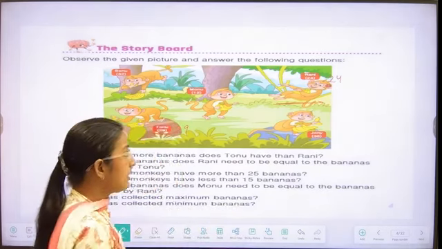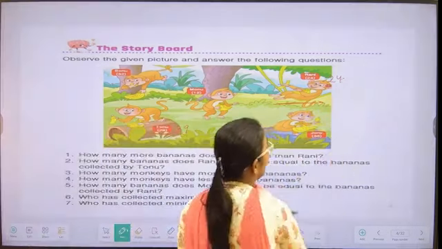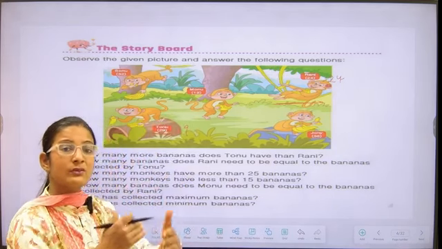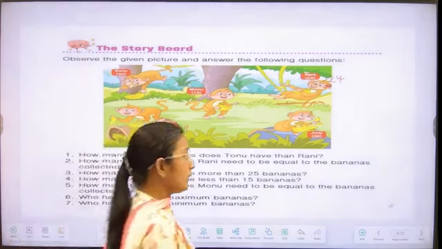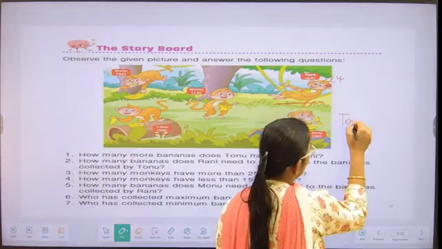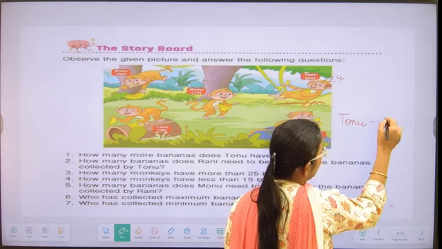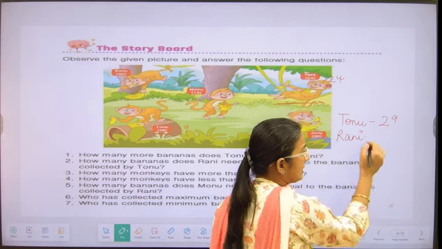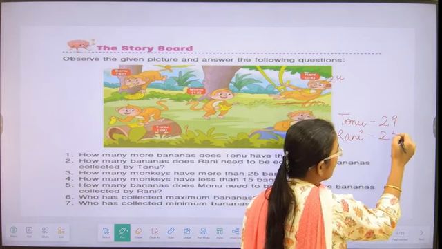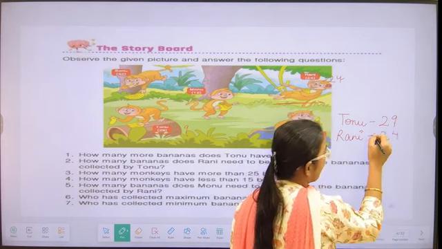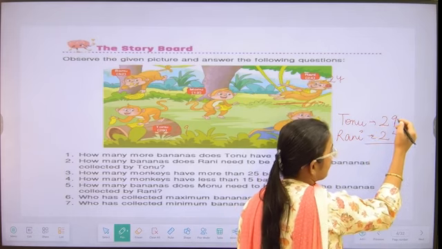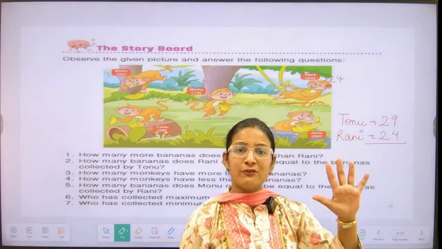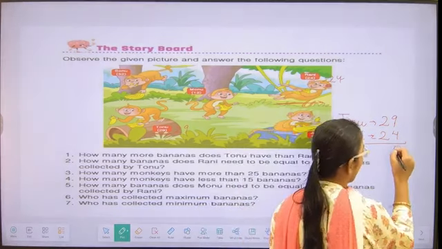Let's do it with me. Rani has 24 and Tonu has 29. For that, what do we have to do? We have to subtract them. So first we are going to write Tonu. He has 29 bananas. Then we are going to write Rani. Rani has 24 bananas. Let's subtract them. If I subtract 4 from 9, what do I get, students? I get a 5. So we have to write 5 for this.